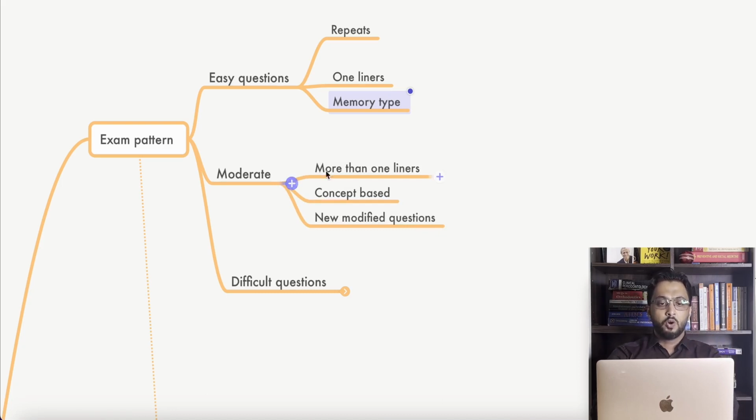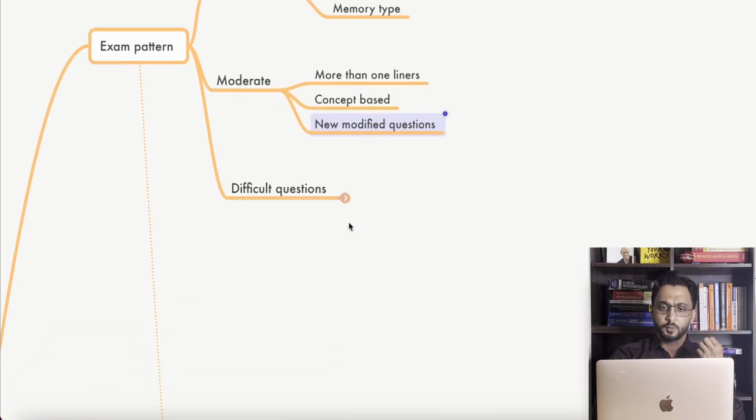Now, moderate questions are basically more than one line. Anything more than one line, or at times two lines, you can consider a moderate question. More than two lines, you can call moderate questions. This is very important to understand for your time management. Then all those concept-based questions are moderate questions, no doubt. New modified questions of previous repeats are also a kind of moderate question, definitely.